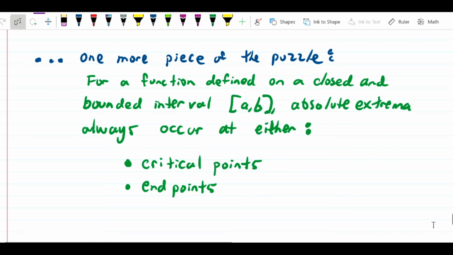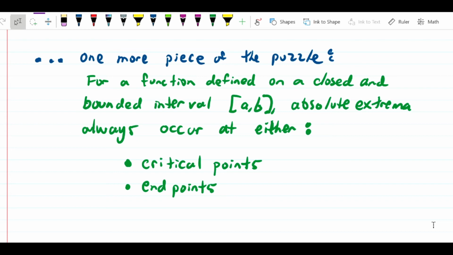So there's one more thing that we need to know before we can get to the main process that we're going to learn in this section. And that is the fact that for a function defined on a closed and bounded interval [a, b], the absolute extrema always occur at one of two types of places, either the critical points or the endpoints. Now, since we haven't put in here the condition that the function is continuous, we're not even guaranteeing that it has absolute extrema. But if it does, they can only occur at one of two types of places, at critical points and at endpoints.